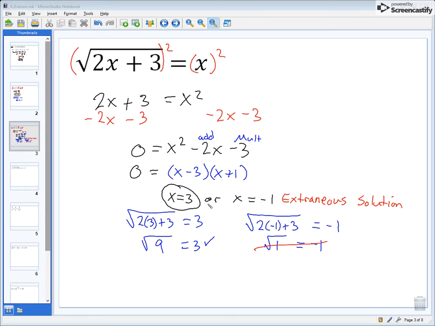Now, just because you have two answers does not mean that one of them is extraneous. Both of them could work. That's why we have to check both. And also, both of them could be extraneous. So we need to check both answers after we found them if we've ever squared anything from the original equation.